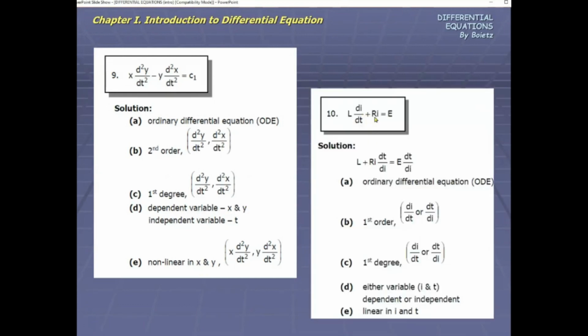L di over dt plus Ri equals E, ordinary. When it's presented like this, it's only raised to 1, so the di over dt can be swapped, taking the reciprocal. Here, the dependent variable, by the way, first order, first degree also, the dependent variable is I, and here it is T. The independent variable here is T, and here it is I. So for the first one, it's linear. Because these L, R, and E are only coefficients or parameters or constants.